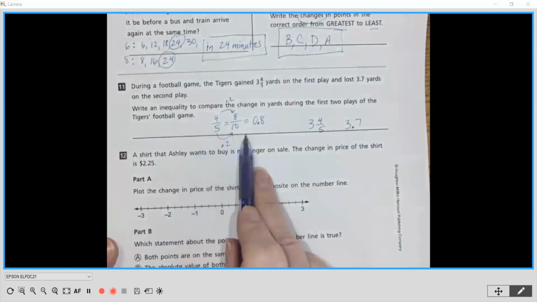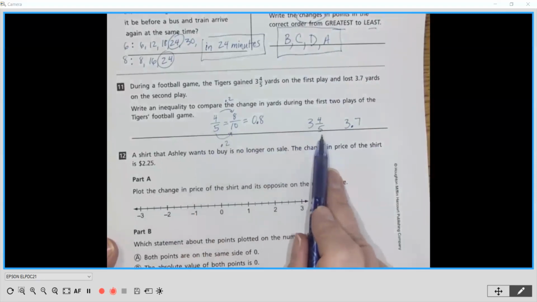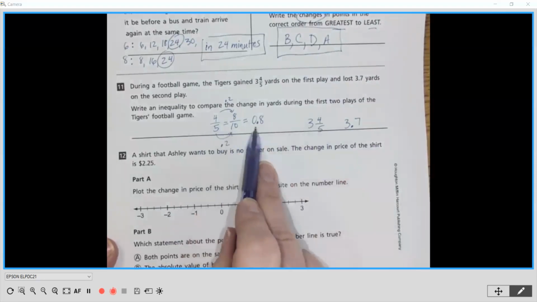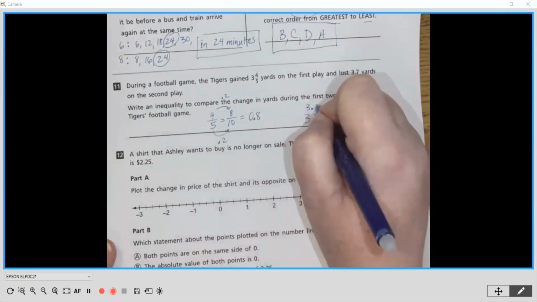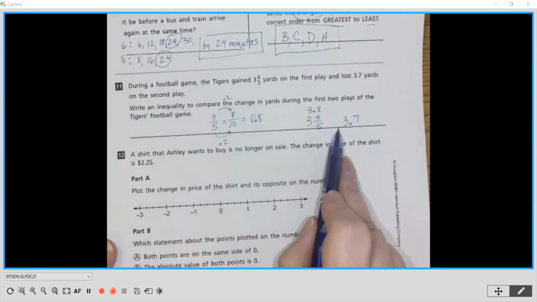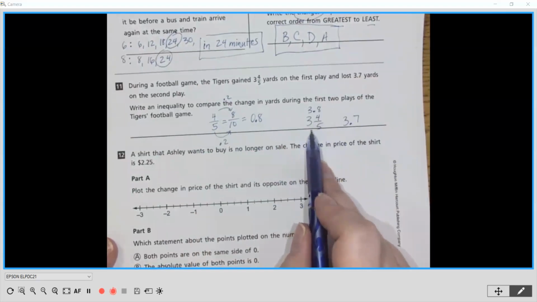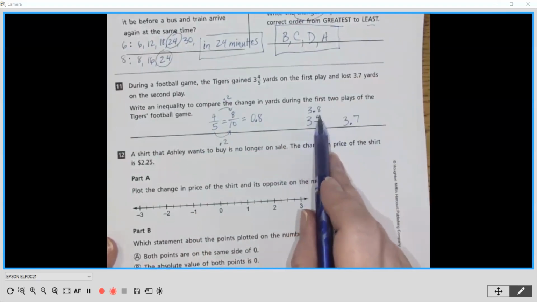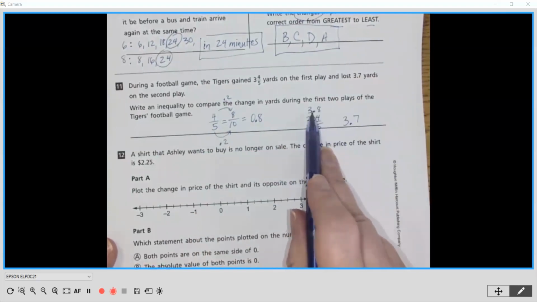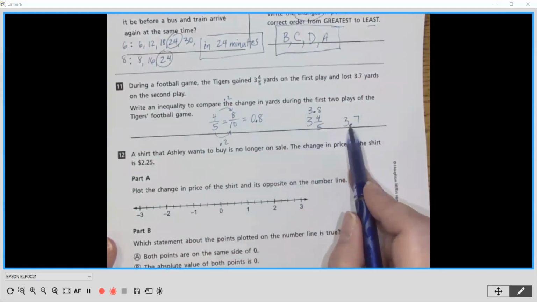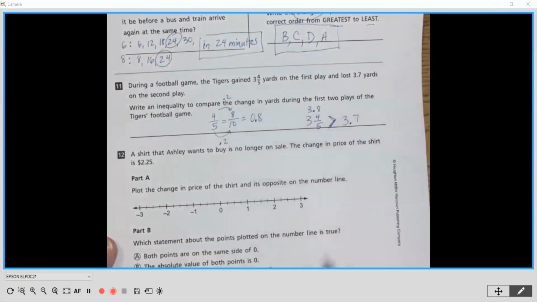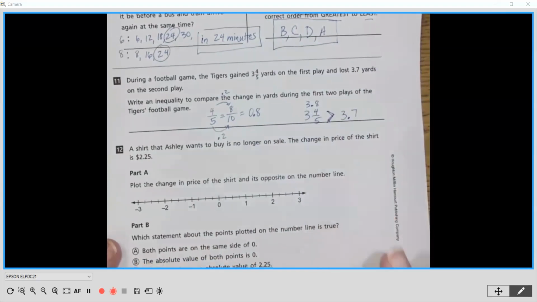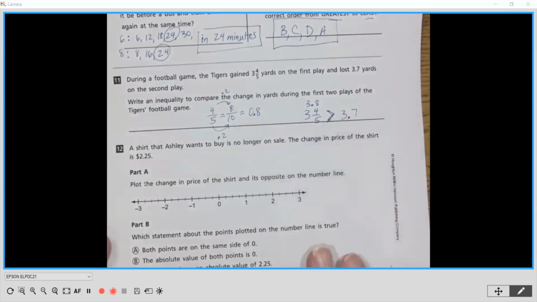So instead of 3 4/5, I can write this as 3.8, 3 8 tenths. So I'm just going to put this right here, 3.8. That makes it easier to compare when I know that 3 4/5 is equivalent to 3 8 tenths. So 3 8 tenths is larger than 3 7 tenths. So this is greater. So 3 4/5 is greater than 3 7 tenths.